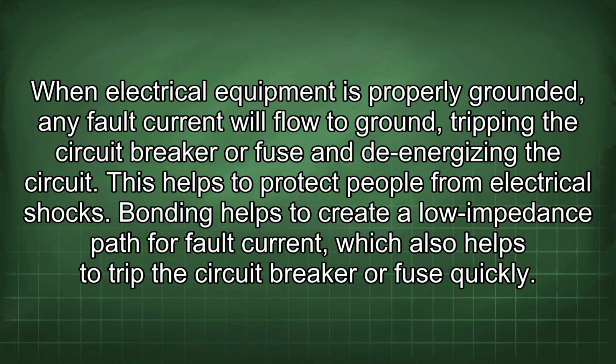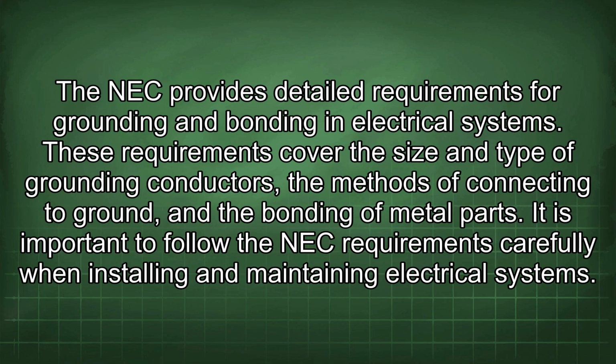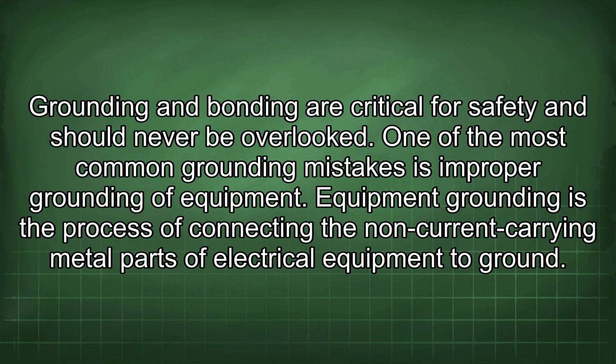Bonding helps to create a low impedance path for fault current, which also helps to trip the circuit breaker or fuse quickly. The NEC provides detailed requirements for grounding and bonding in electrical systems. These requirements cover the size and type of grounding conductors, the methods of connecting to ground, and the bonding of metal parts. It is important to follow the NEC requirements carefully when installing and maintaining electrical systems. Grounding and bonding are critical for safety and should never be overlooked.